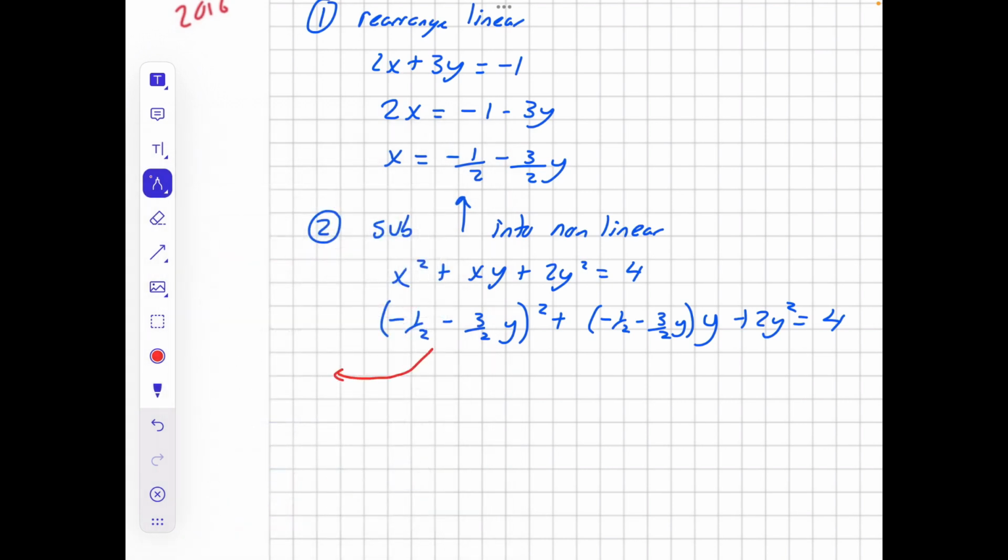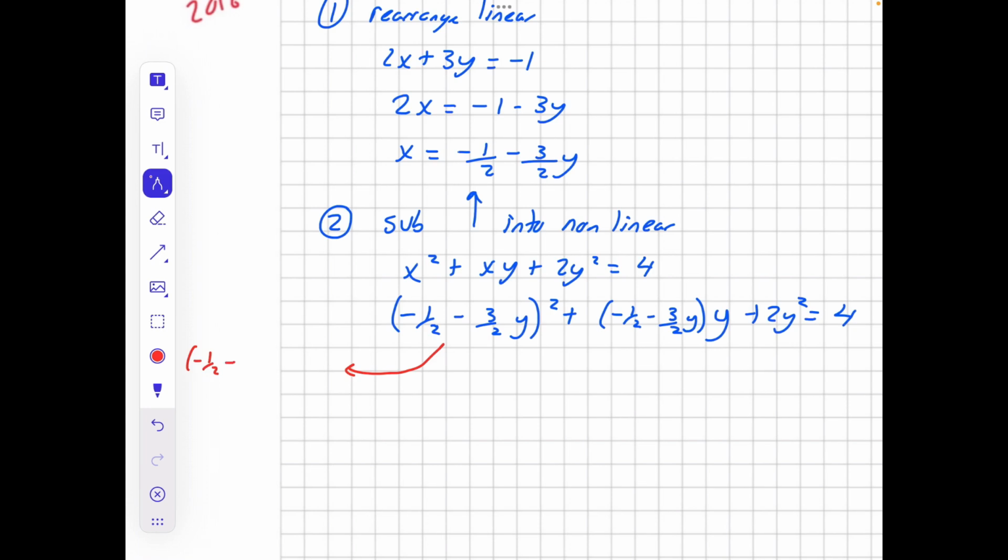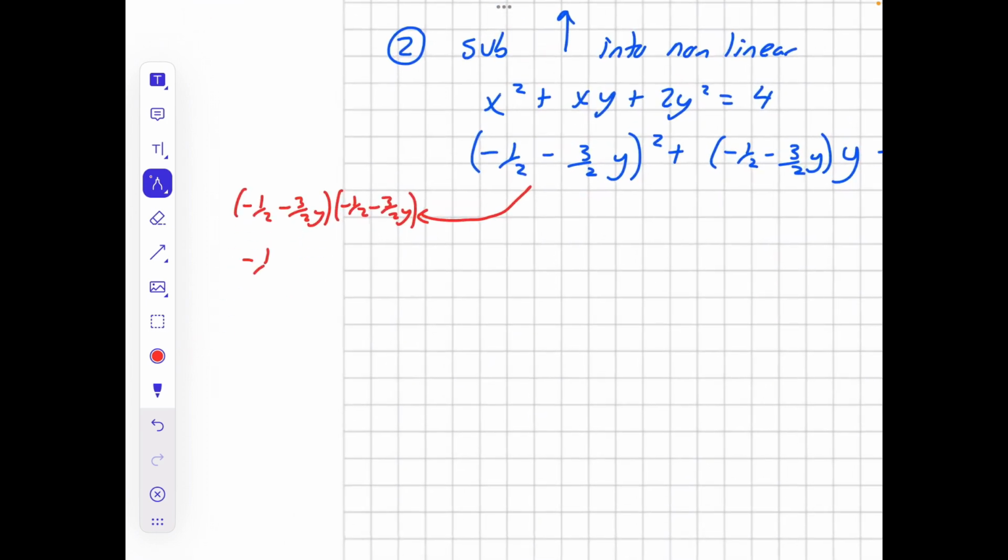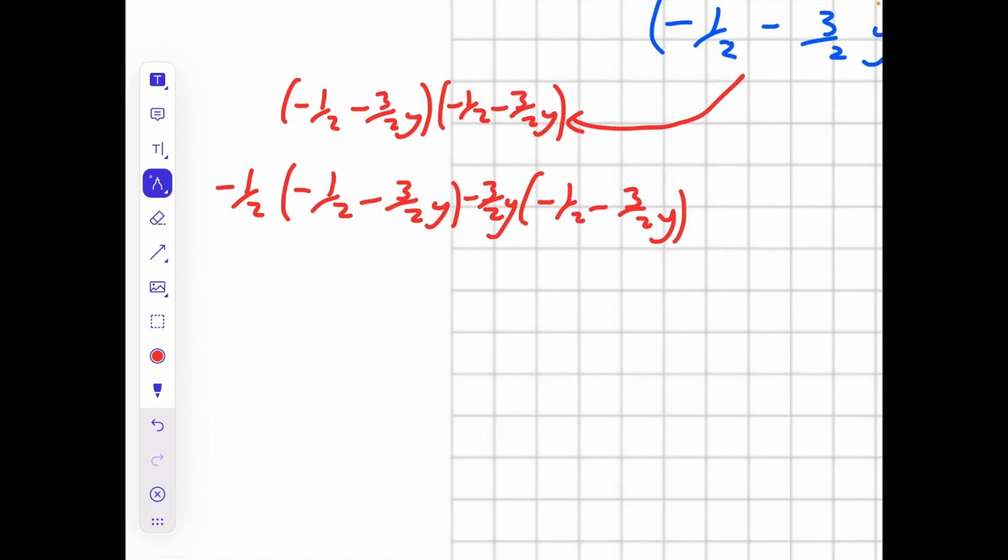Now, I'm going to go off to the side and I'm going to square out this bracket. So I'm going to write it out twice, write down the second bracket twice, and split up the first bracket. This is messy, so just nice and slowly. Minus a half multiplied by minus a half is going to give me a quarter. Minus a half multiplied by minus 3 over 2 is going to give me positive 3 over 4 y. Then we have minus 3 over 2 multiplied by minus a half again, which will give me another 3 over 4 y. And then we have minus 3 over 2 multiplied by minus 3 over 2, which is going to give me plus 9 over 4 y squared.